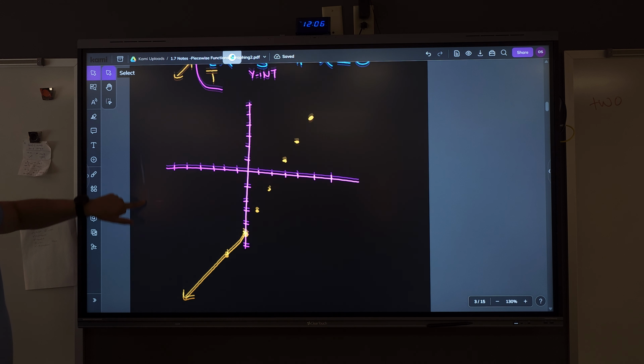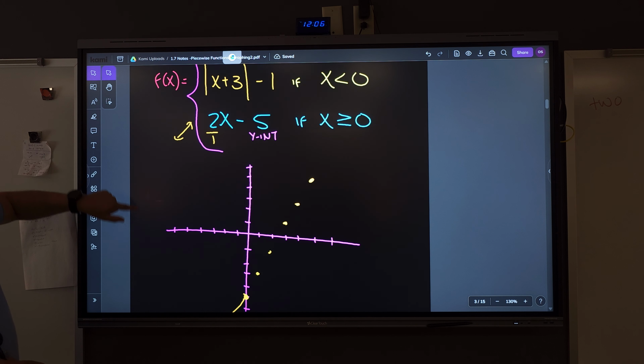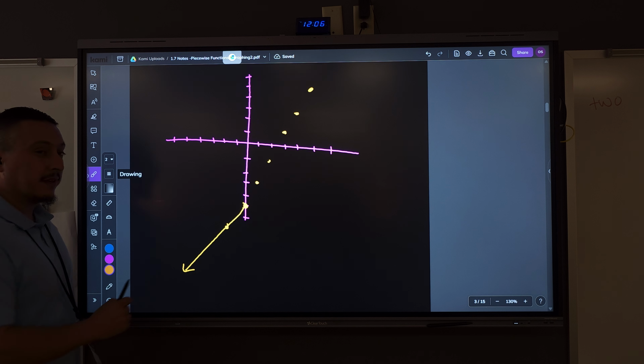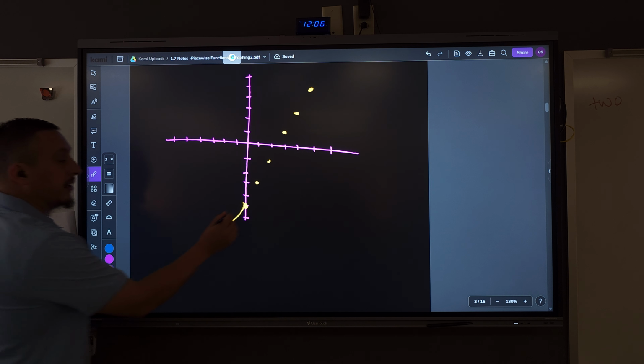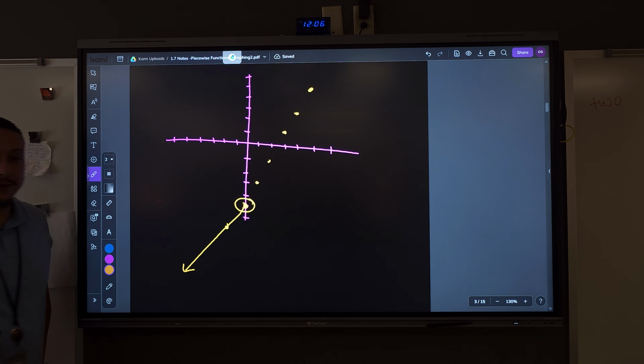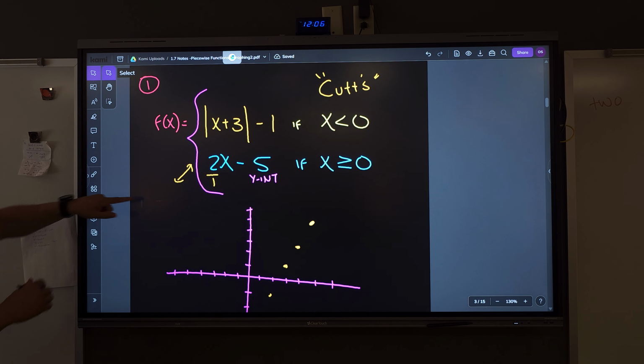Okay. Now, is it less than or equal to 0 or just less than? Less than. Is that the open dot or the closed dot? Closed means equal. Open means not equal. So we exaggerate that it's an open dot. And this will give you practice with it. Does that make sense so far? Yeah? Okay. Now let's do the absolute value.